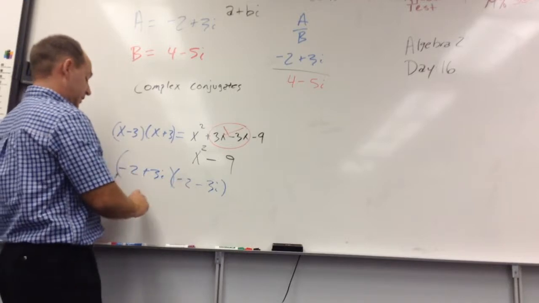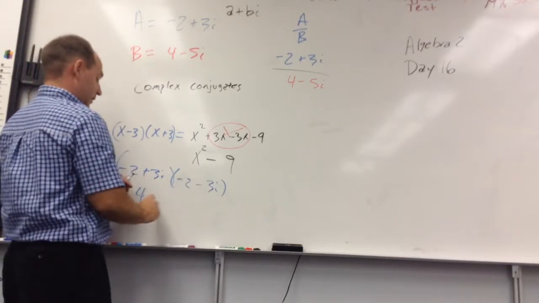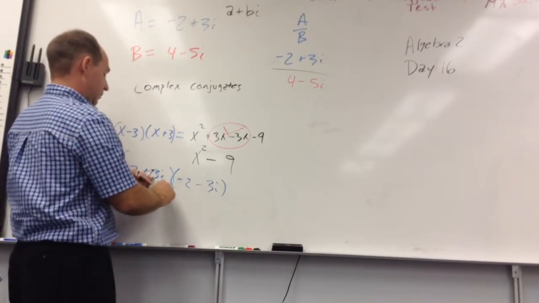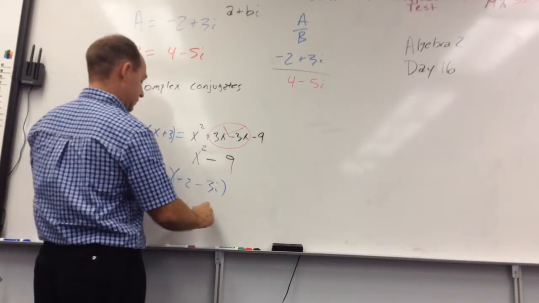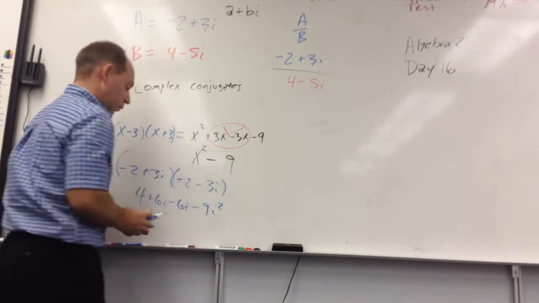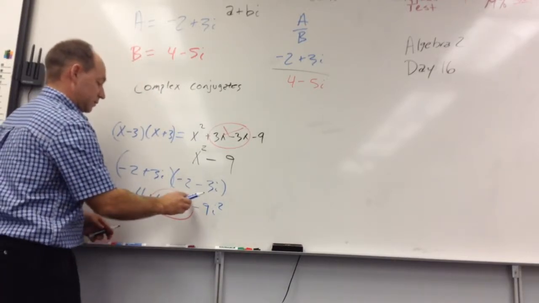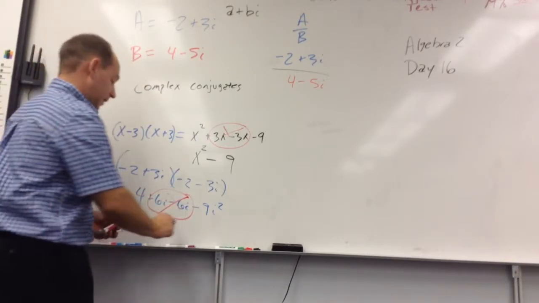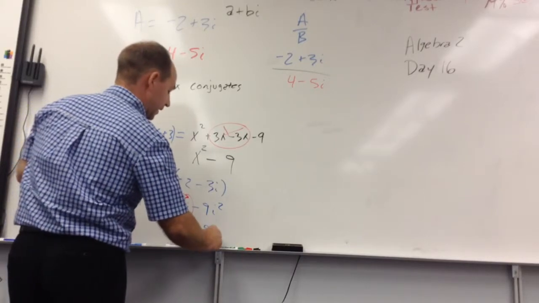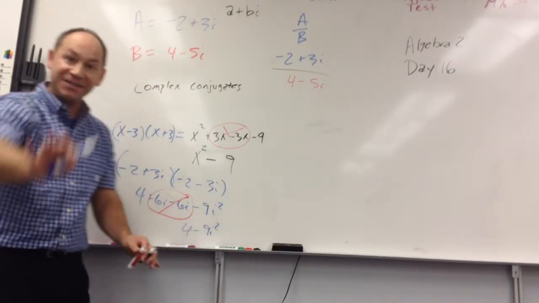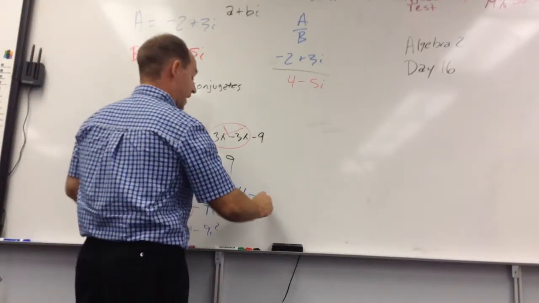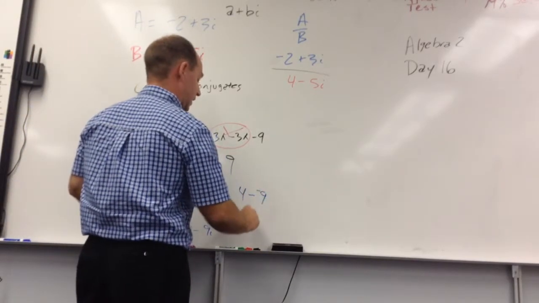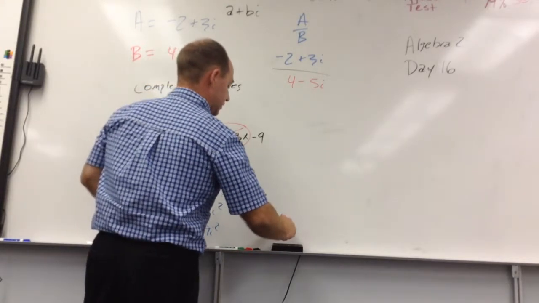Well, the negative 2 times the negative 2 is positive 4. That gives me positive 6i. This gives me a negative 6i, and this gives me a negative, 3 times 3 is 9, and i squared. Well, again, those middle terms, the i's are gone, and I'm left with 4 minus 9i squared. But the great thing is that i squared, remember, is negative 1. So this is 4 minus a negative 9, or 4 plus 9, which is 13.